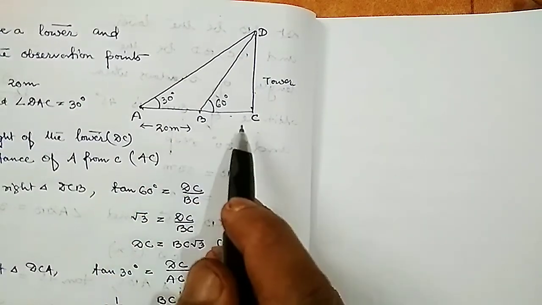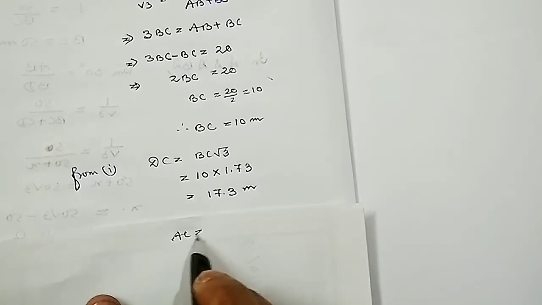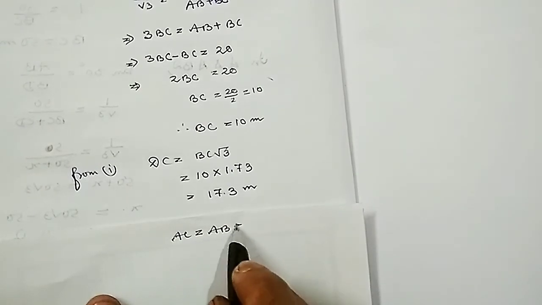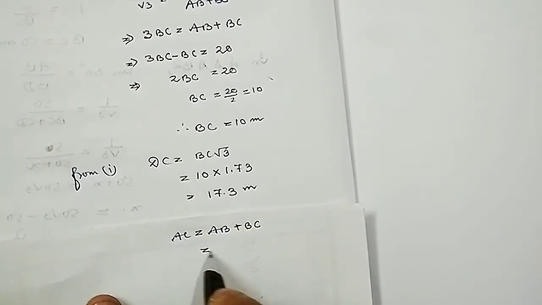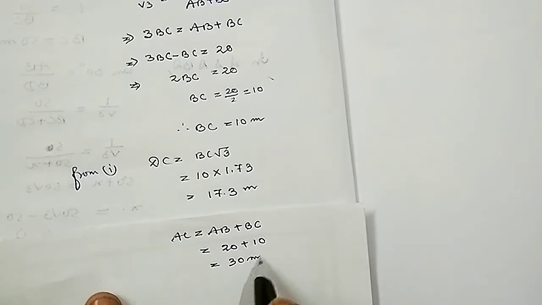AC will be AB plus BC. So we can write AC equals AB plus BC. And here AB already it is given 20 and BC we got 10. So 20 plus 10, 30 meters.